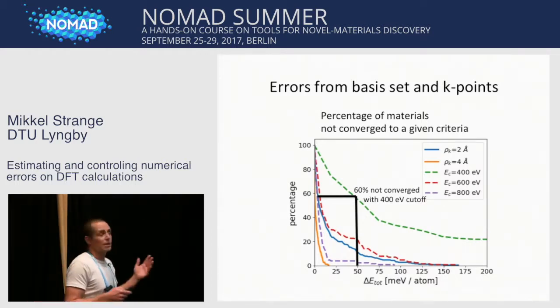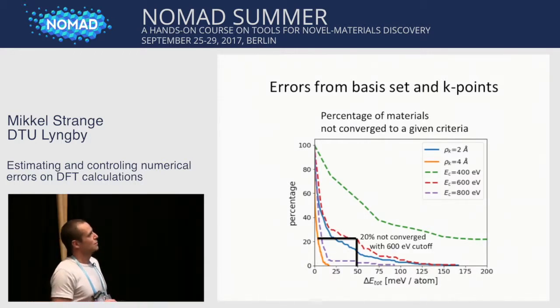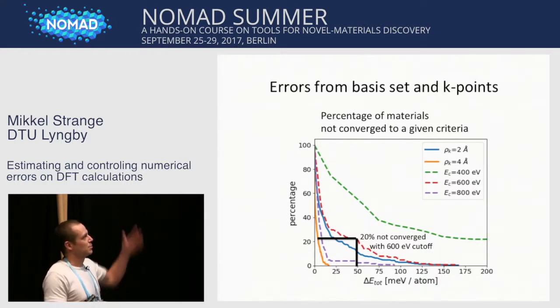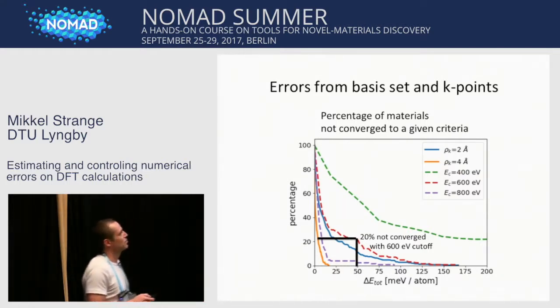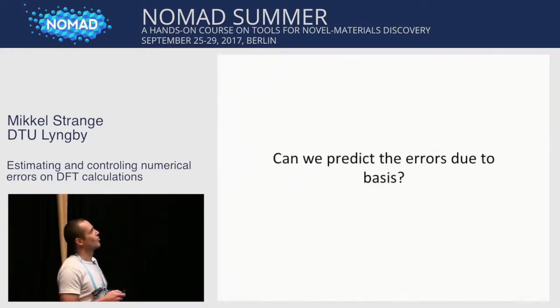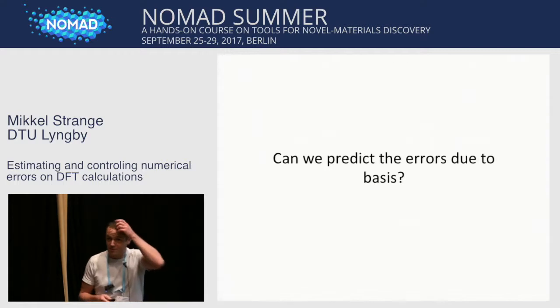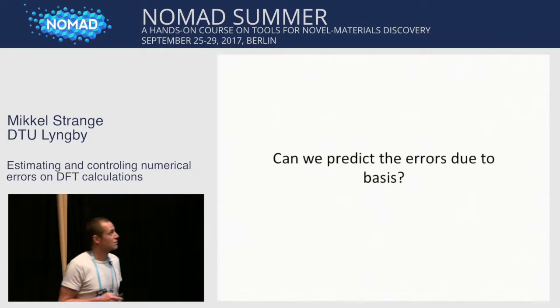You can say, I'm not happy with this, I want to increase the bandwidth cutoff. If you increase to 600 electron volts, then you can see now it's only 20% that's not converged. You're happy now, and you can continue with all the 80% that are converged. You can do the same with the K-point sampling, but I will skip that. All right, so that was just trying to get a feel for the errors, so they can vary by orders of magnitude. So let's try to see if we can predict them in a simple way.